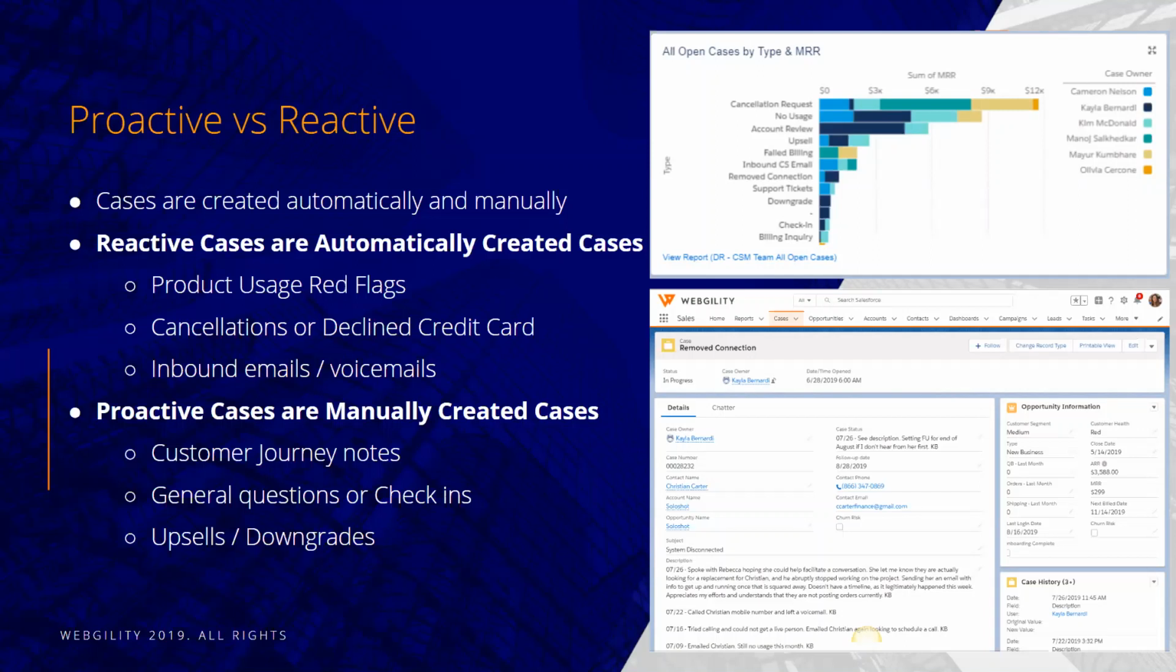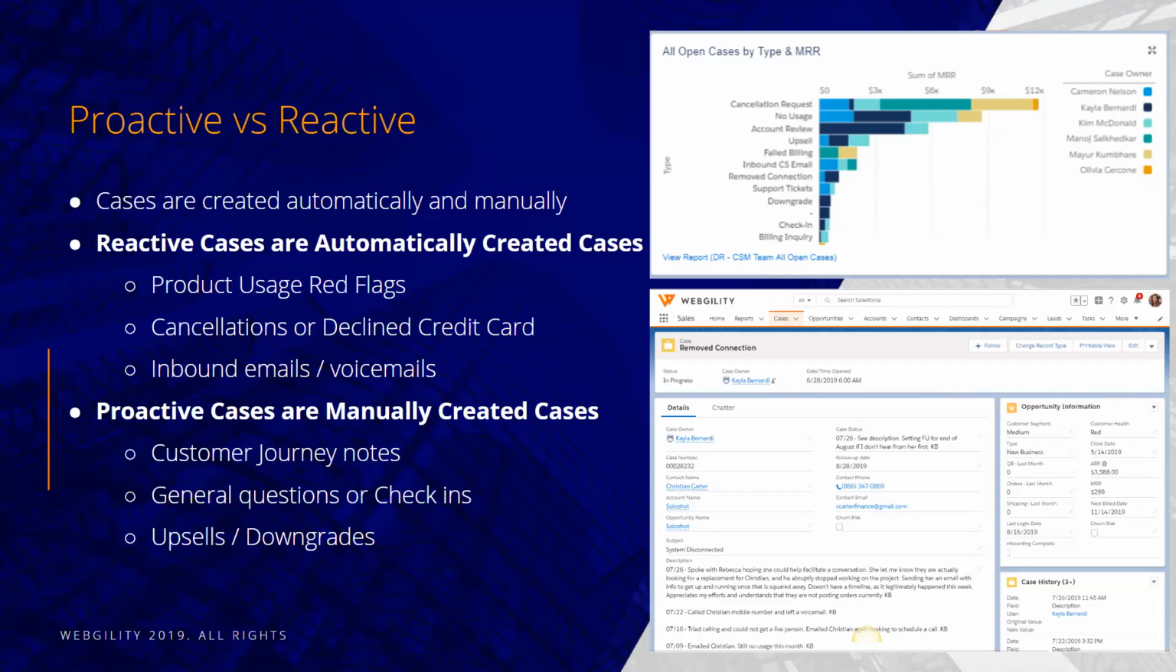Upsells and downgrades tie right into proactive cases simply because you might be reaching out to someone about an account review. You complete that account review, but it opened up an upsell conversation or a downgrade conversation. So you'll create an upsell case. Upsell cases are used to help project your pipeline.